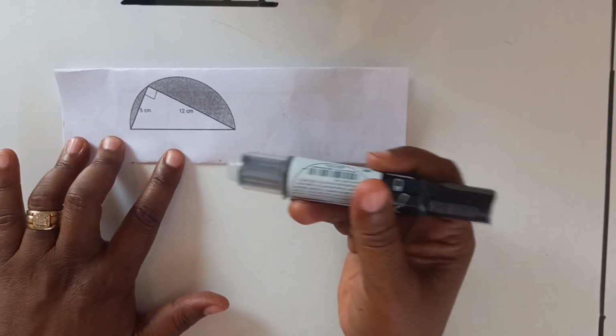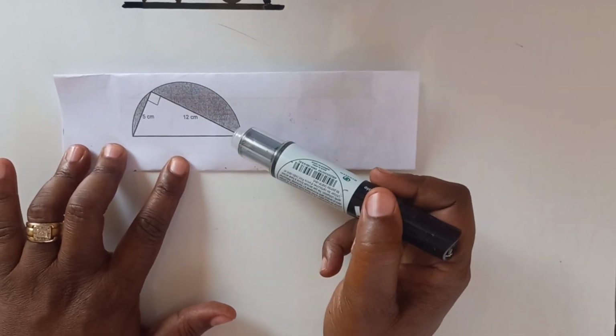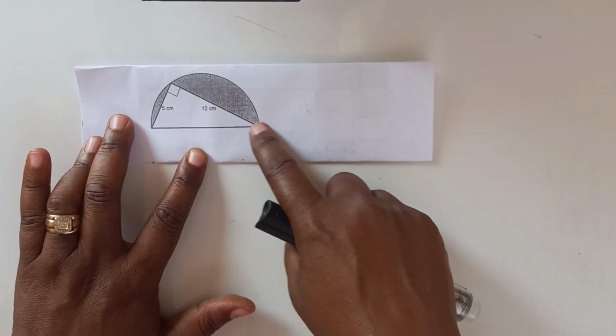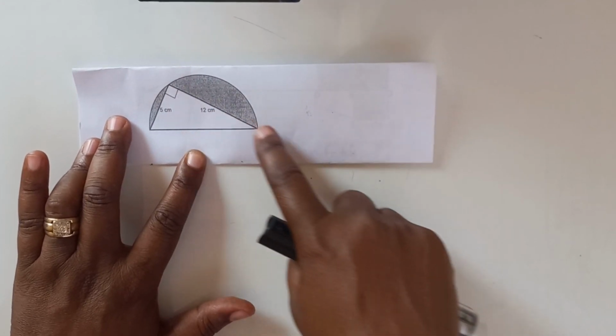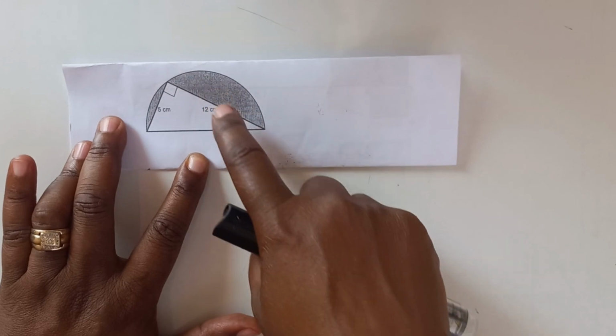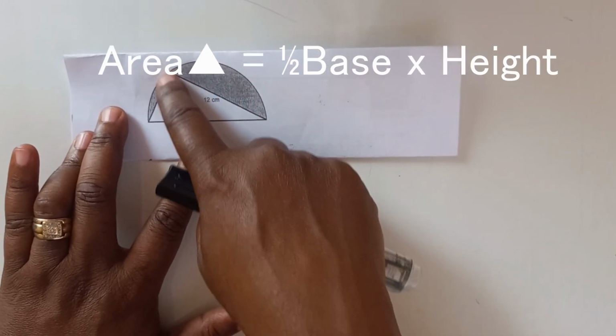In this figure, you have two shapes. You have a semicircle and a triangle. With this triangle, there are two lines that are forming 90 degrees. This one is your height and that one is your base. So the area of a triangle is half base times height. So you're going to multiply that and that.